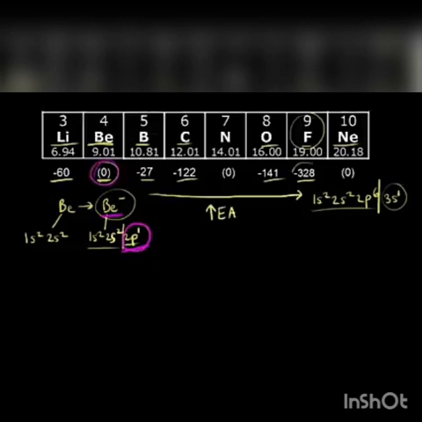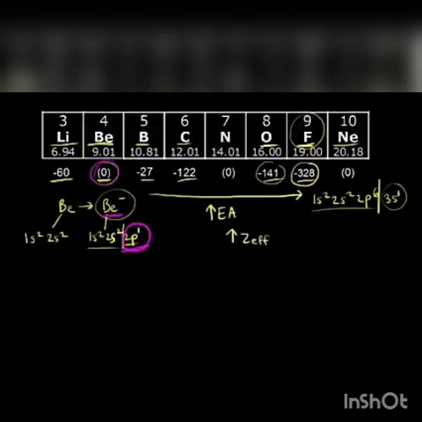More energy is given off when you add an electron to a neutral atom of fluorine than if you add an electron to a neutral atom of oxygen. And we can explain this general trend in terms of effective nuclear charge. As we go across our period, we also have an increase in the effective nuclear charge.